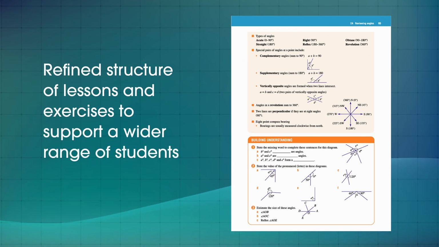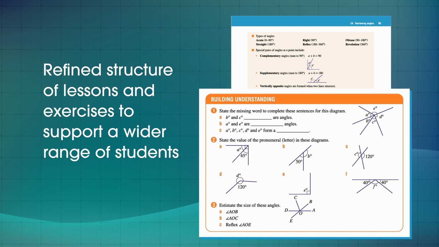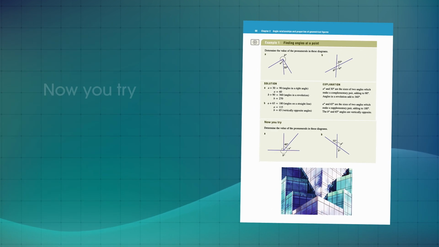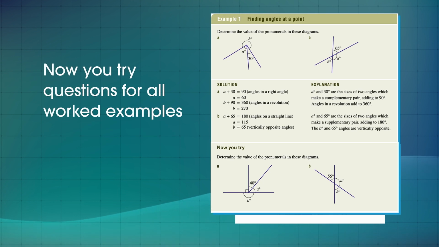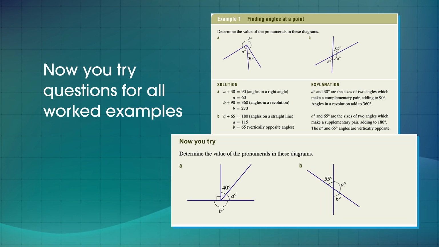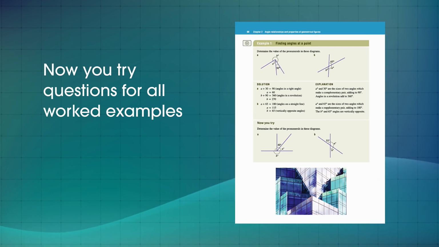Need resources that support a wider range of students? We've refined the structure of lessons and exercises. Building understanding questions now follow the key ideas in the Stage 4 and Advanced Stage 5 books to consolidate the lesson skill and promote class discussion. Now You Try questions have been added for all worked examples to give students immediate practice at the same type of question before starting the exercise.